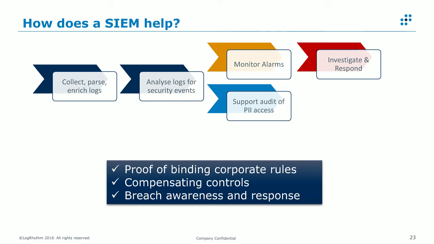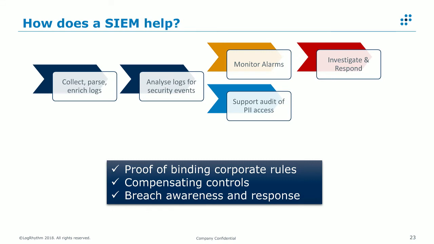Fundamentally, from a GDPR language perspective, that means you have proof of your binding corporate rules, because you can say we monitor access to personally identifiable information that's stored on this particular system. We monitor by looking at the network traffic and the application traffic. Here's a report of everybody who's touched it. You can do that if you've got that SIEM in place and you've got it set up right.